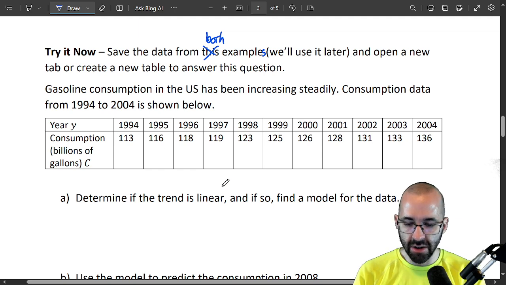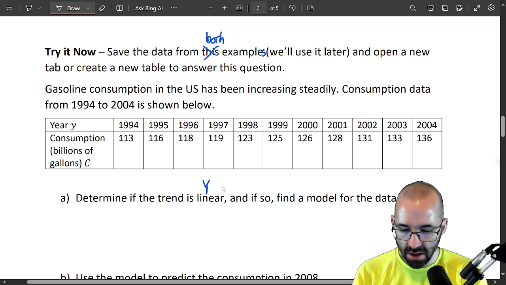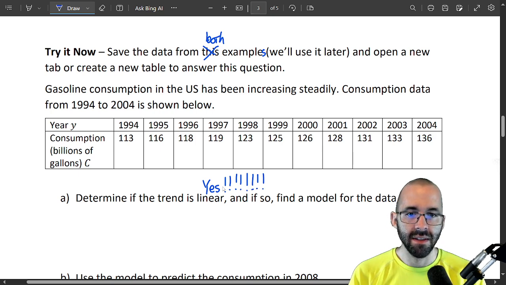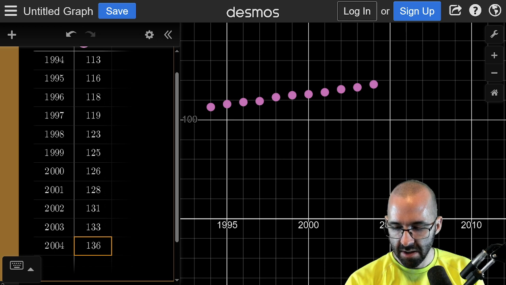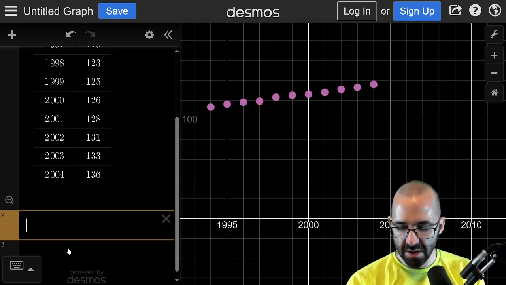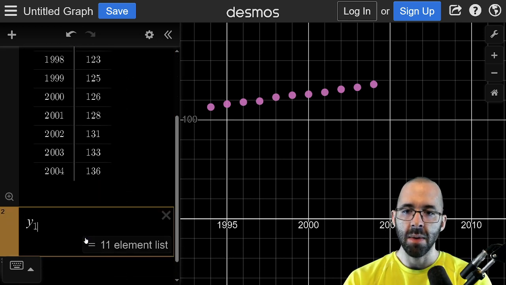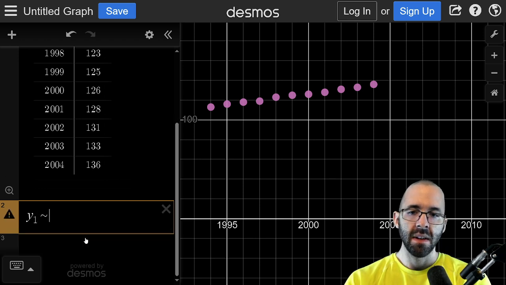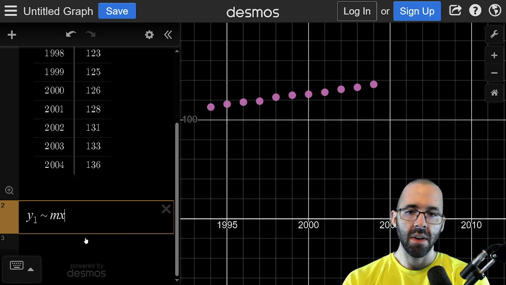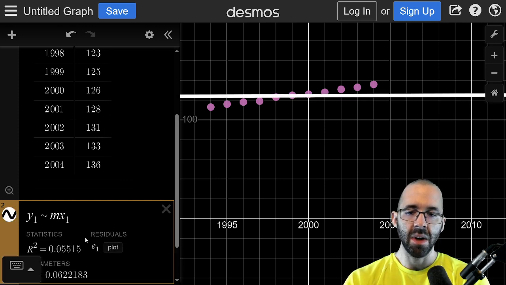Determine if this trend is linear. Yep, it is. If we had 5 exclamation points for the last one, we need at least 3 more on this one. Find a model for the data. So see if you remember how to do that. Again, these are X1s and Y1s. So we'll go to a new box, type Y1, tab to get out of the subscript, is approximated by M times X1.